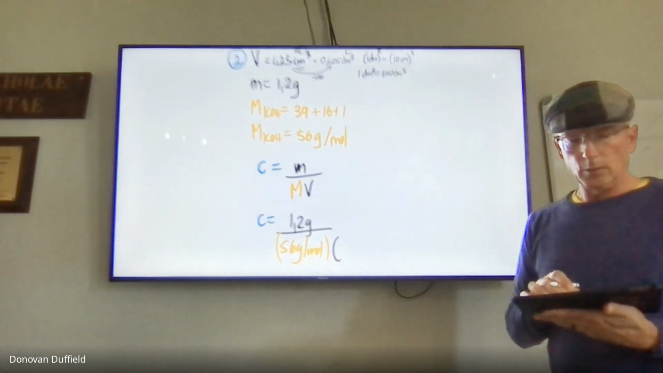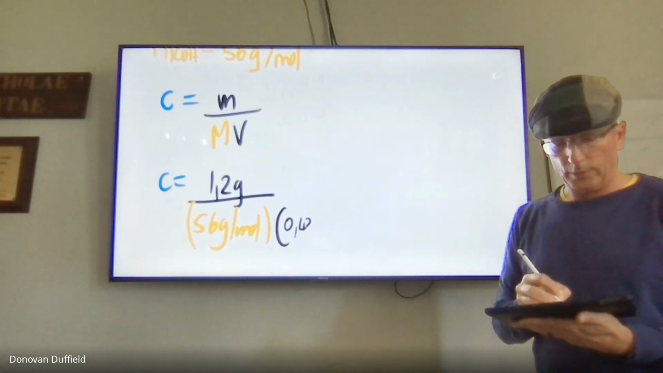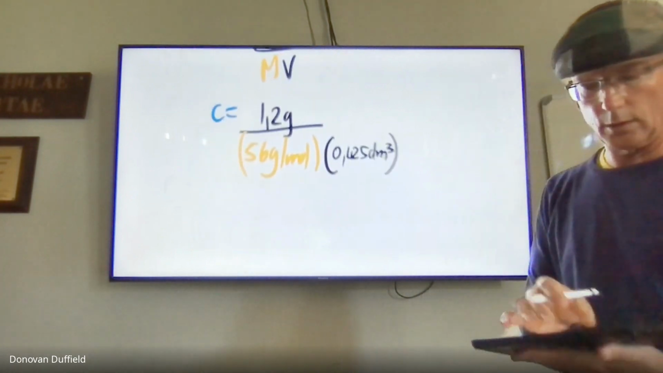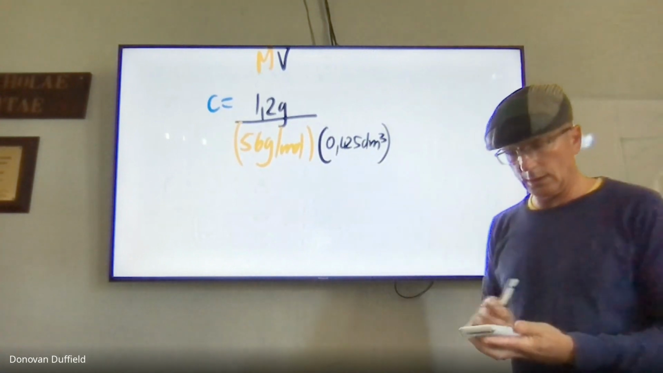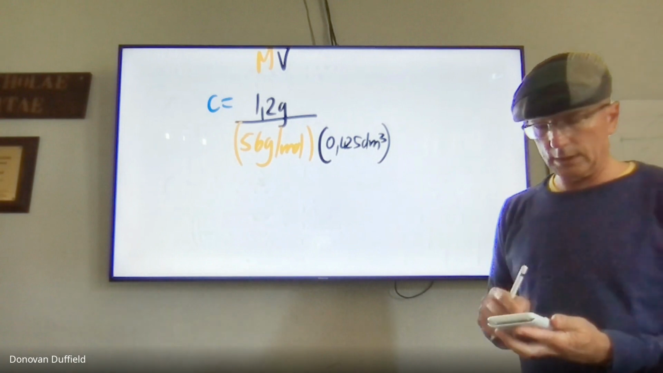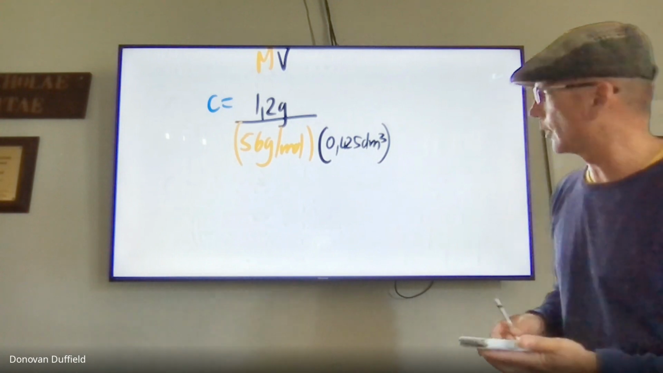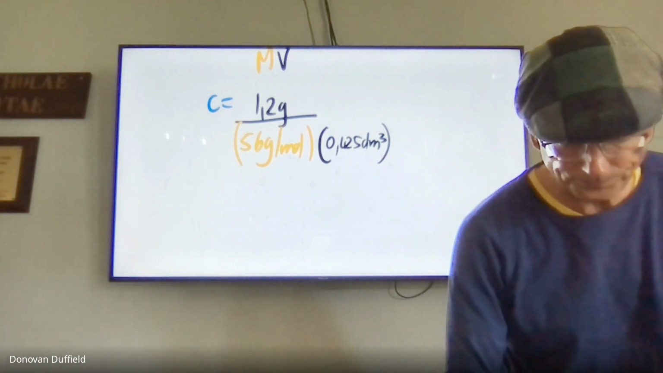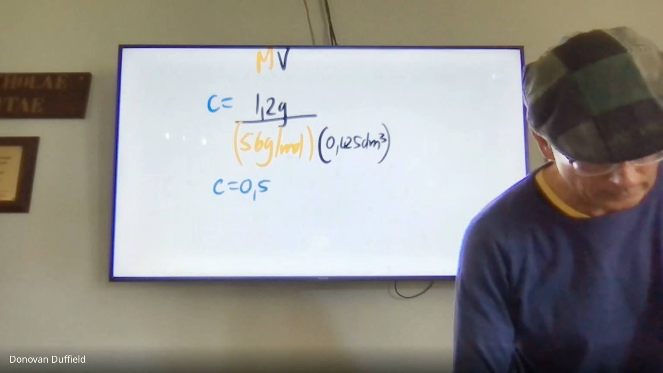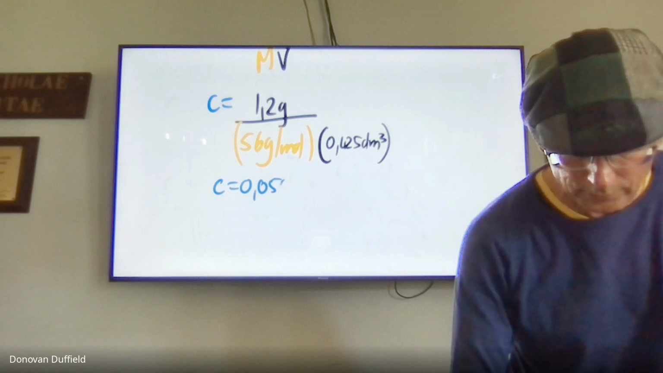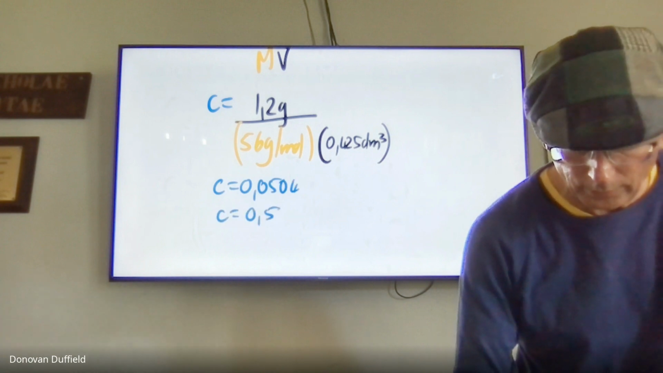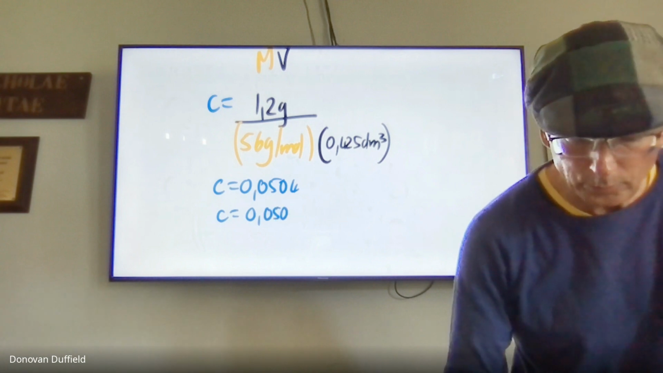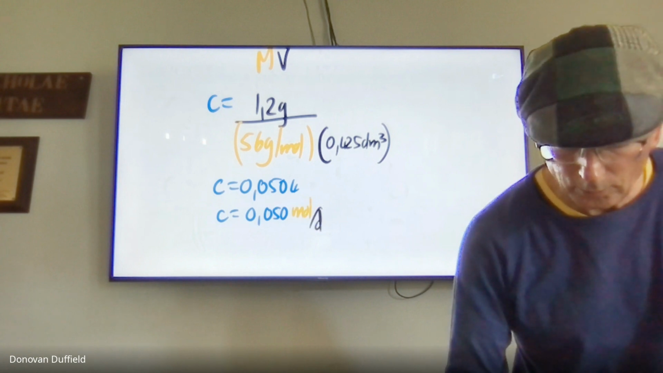So we can now say, well, this is 0.425 cubic decimeters. Okay, we've done that. And now we can work out the concentration. So the concentration is 1.2 divided by 56 times 0.425 downstairs. So I put them together in a bracket, and I get that the concentration is 0.0504, so the concentration is 0.0504 mole per cubic decimeter.